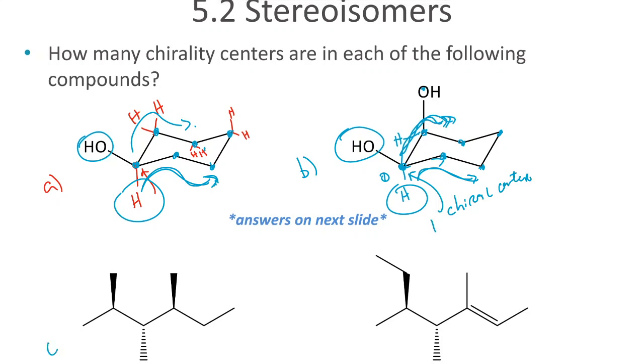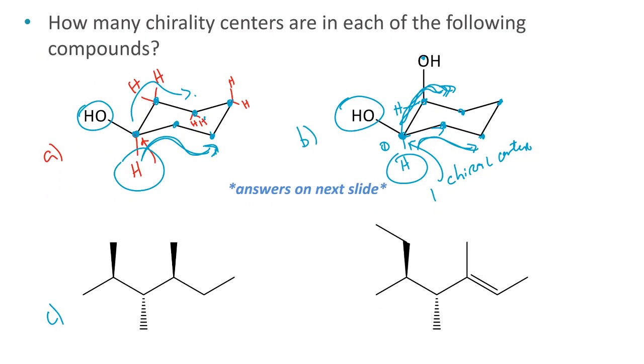Alright, let's look at C here. We have basically 3 carbons in question. Obviously this carbon on the end has 3 hydrogens, so it's not going to be a chiral center. We need 4 different things attached. And these other 2 carbons also have more than 1 hydrogen, therefore they cannot be a chiral center because they don't have 4 different things attached.